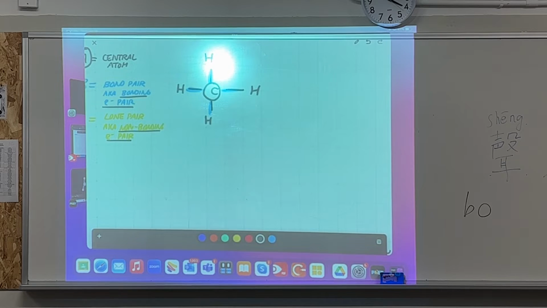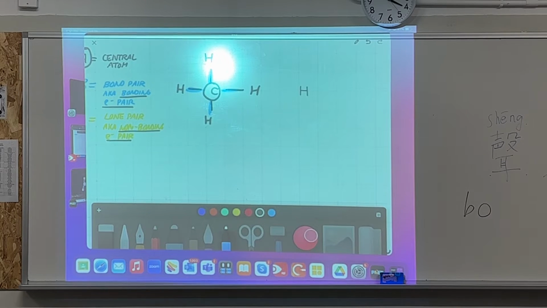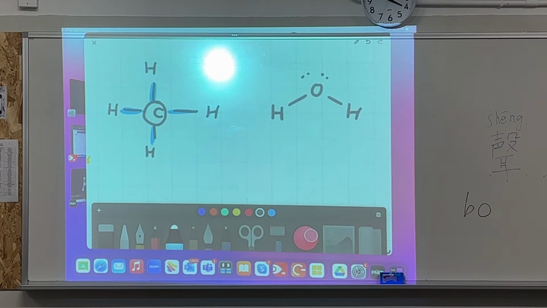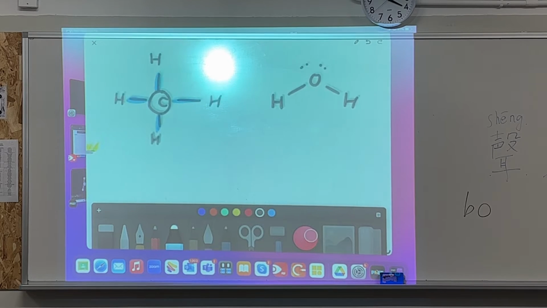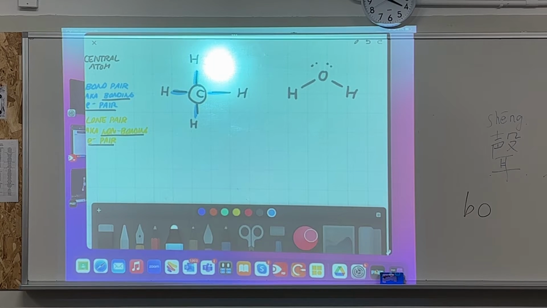What about in the molecule H2O? How many atoms are there around the central atom? 8. How many pairs? 4. But of these 4 pairs, how many are bond pairs and how many are lone pairs? 2 are bond pairs, 2 are lone pairs. Can you see that these are the bond pairs, and the remaining 2 are the lone pairs, right?